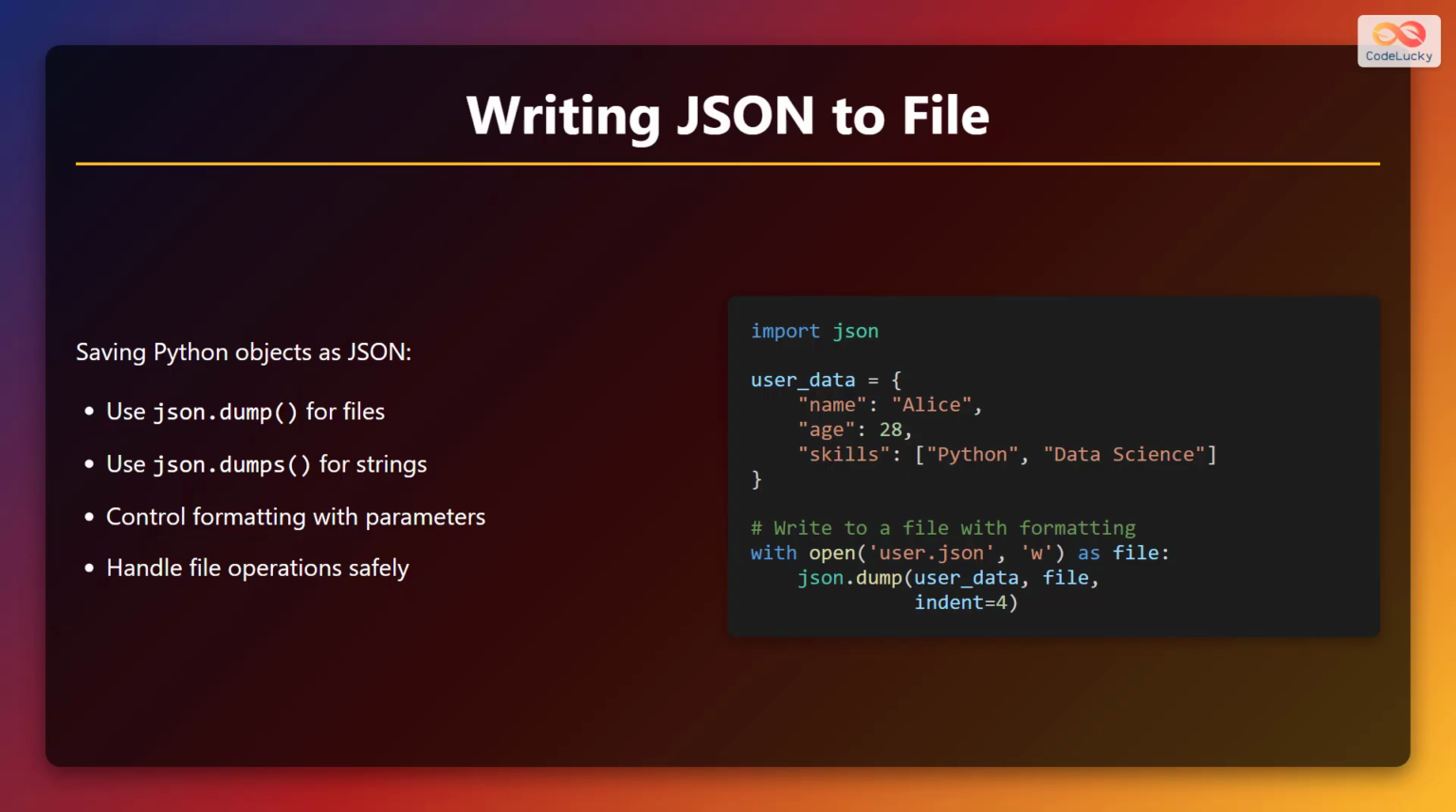Here is an example of how to use json.dump. We have a Python dictionary called user_data, containing user information. We open a file in write mode using the with statement. Then we use json.dump to write the user_data dictionary to the file in JSON format, with an indent of 4 spaces for readability.